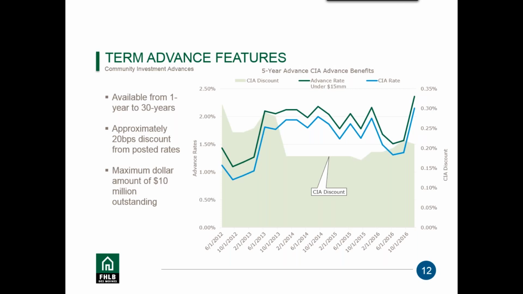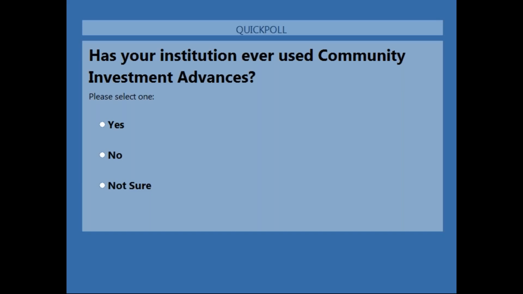So we'd like to poll the audience again, and just curious, how many of your institutions have used community investment advances? We'll take 3 answers as we open the poll here. We'll take a yes, or we'll take a no, or we'll take a not sure. Brett, let's open up the polls for 30 seconds. Have you used CIA advances? The answers would be yes, no, or not sure.